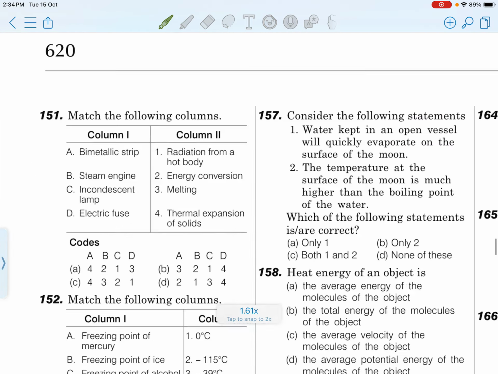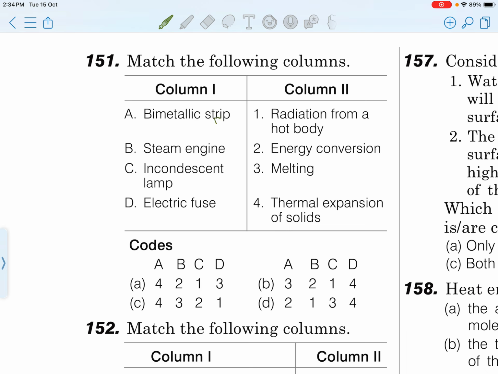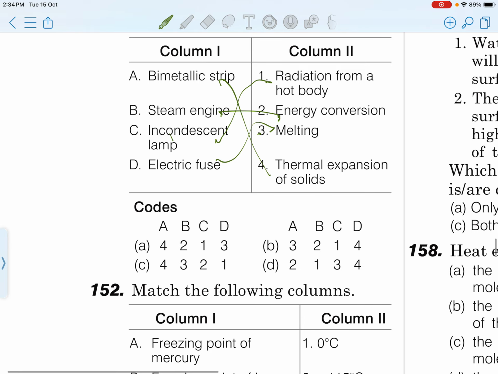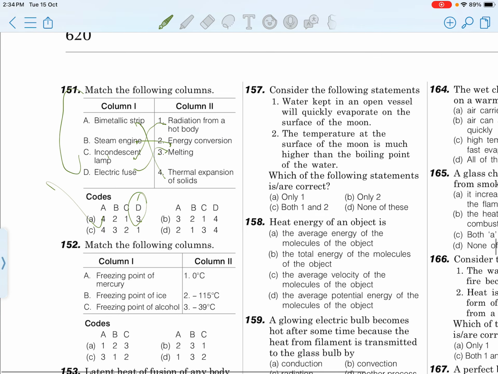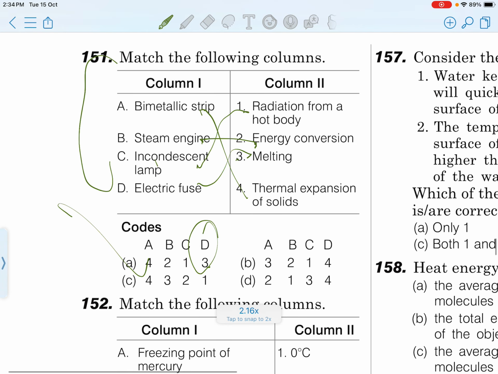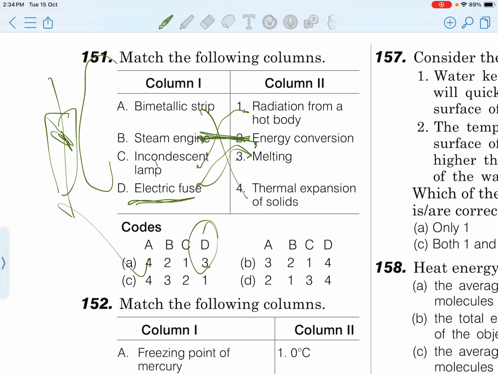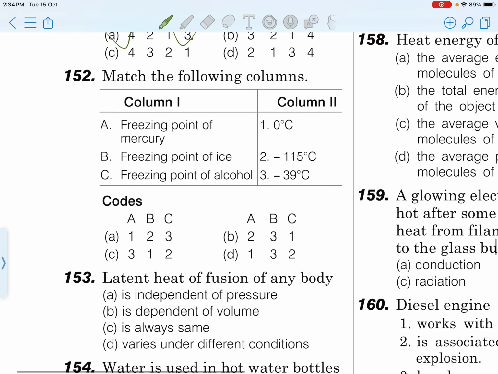So match the following. Bimetal is thermal expansion, steam engine is energy conversion, and so on. We can do it easily. Just think, it's not a big deal. If you only know one, then the answer will come. Steam engine is energy conversion, and electric fuse is melting. When the electric fuse is melting, the heating effect of electricity is very important. So this is a factual point.